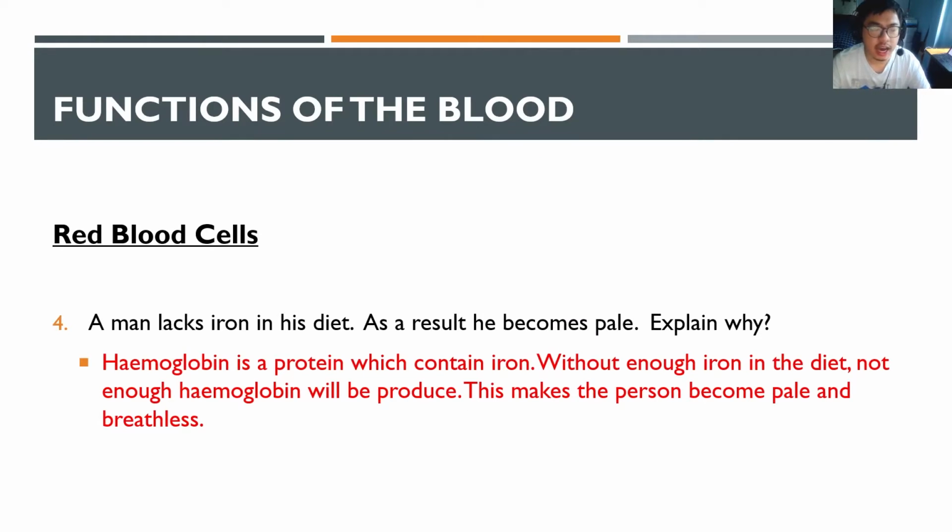So iron is very important for our red blood cell. If a man lacks iron in his diet, so if you lack iron as a nutrient, what happens? He will become pale. Why does he become pale? That's because hemoglobin is a protein that contains iron. Without enough iron in the diet, in what you eat, not enough hemoglobin will be produced. This makes the person become pale and breathless. Okay, it's very hard for this person to breathe.